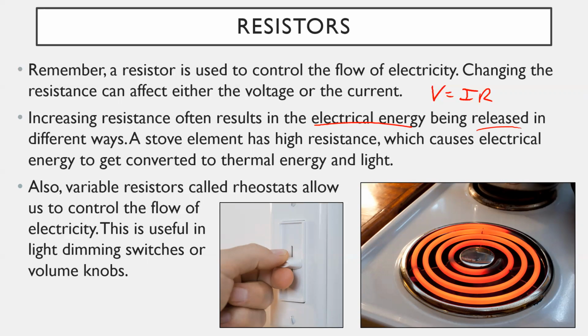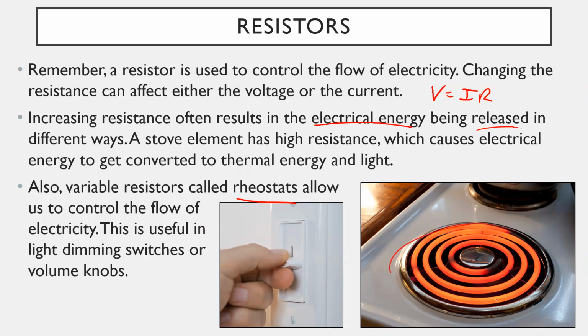Now, another thing that you need to know is a variable resistor. They're called rheostats. Some people just call them variable resistors, but rheostats is a shorter way of saying it. Basically, it allows us to control the flow of electricity. This is really useful in light dimming switches, right? So you're controlling how much electricity is going through because there's a variable resistor in there. Also, volume knobs on old stereos. That controls how much electricity actually gets through. In other words, it'll amplify the volume.